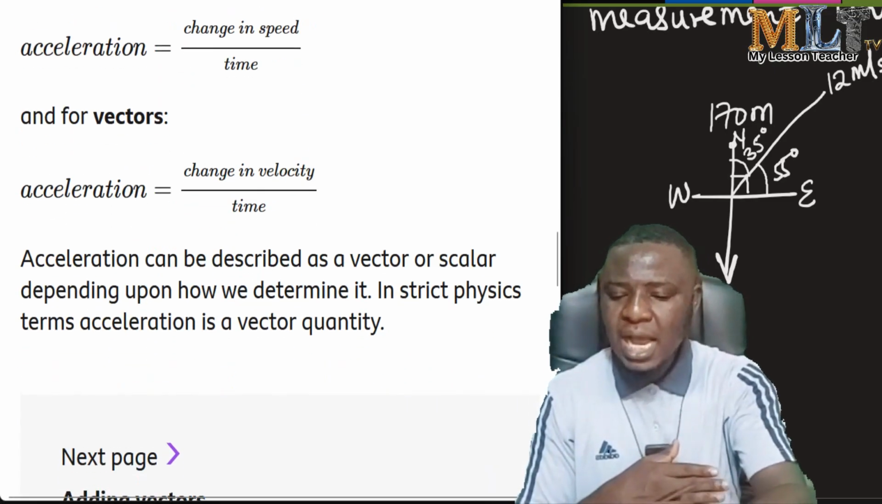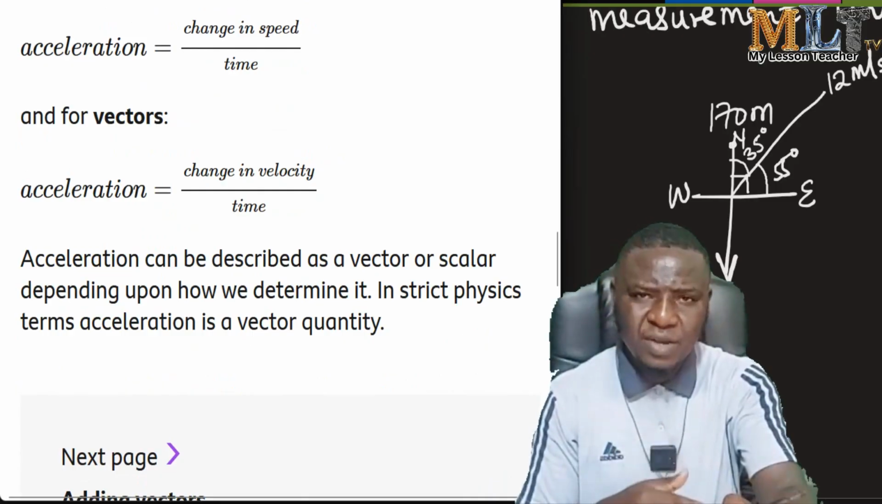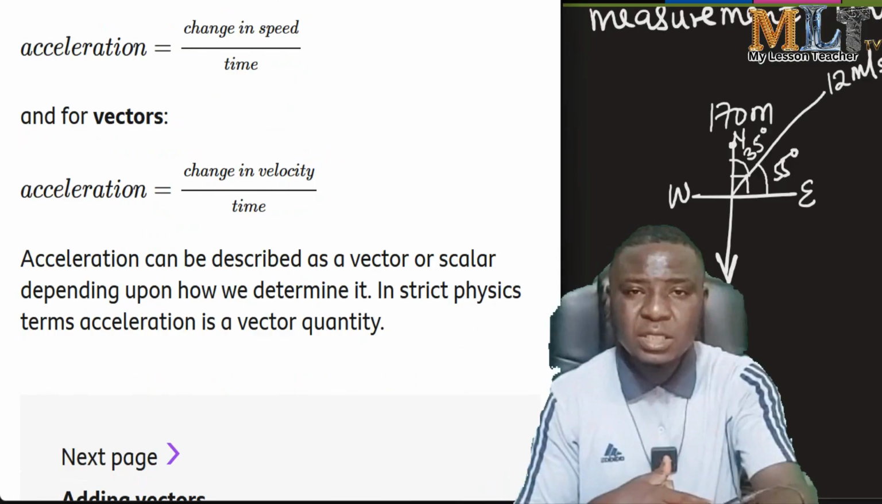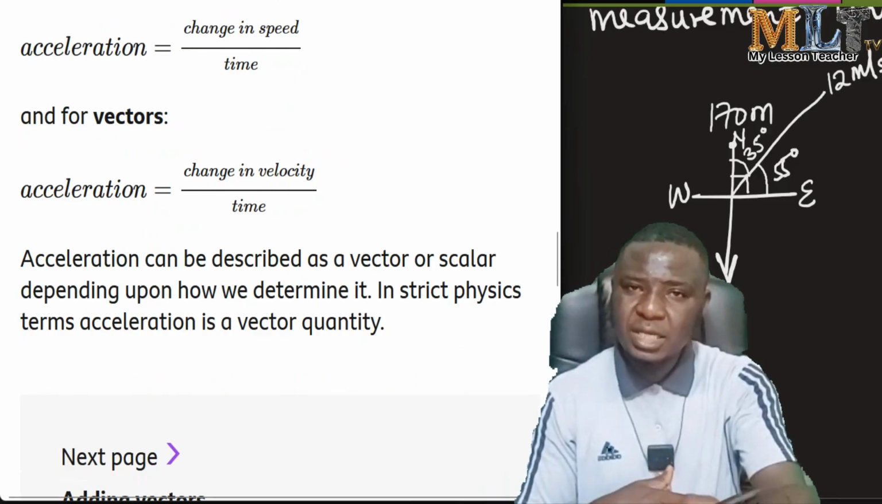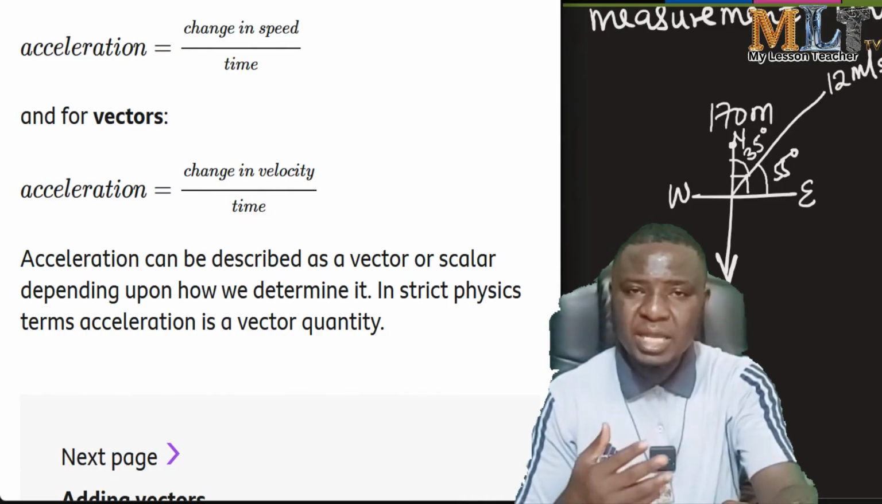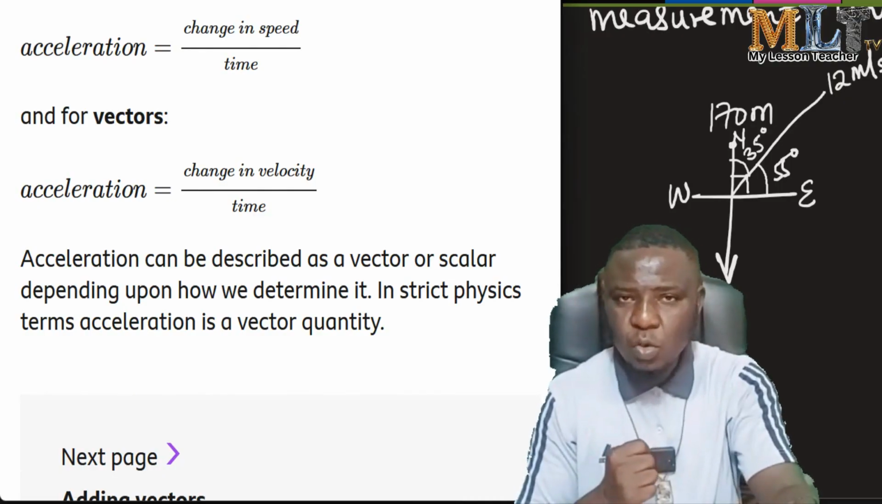But for vector quantity, acceleration, which is change in velocity over time, is a vector quantity because velocity is already a vector quantity. So dividing a vector quantity by a scalar quantity gives you a vector quantity.